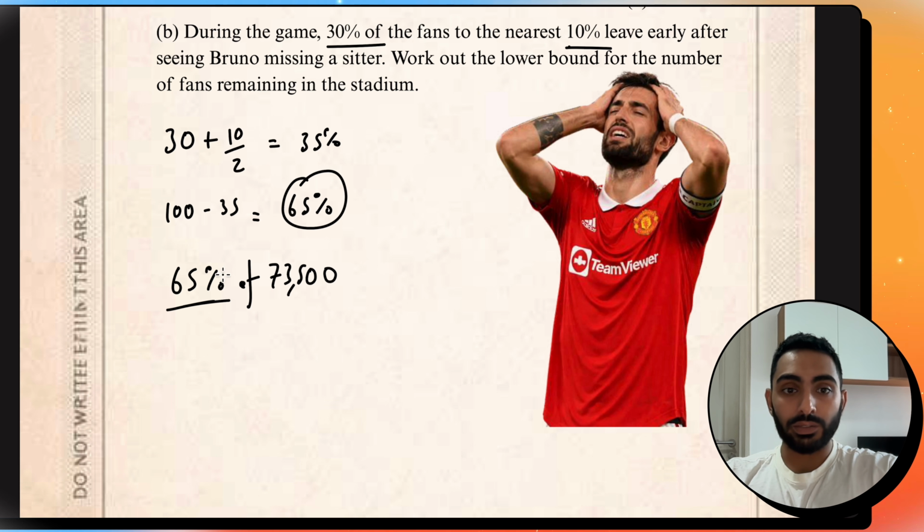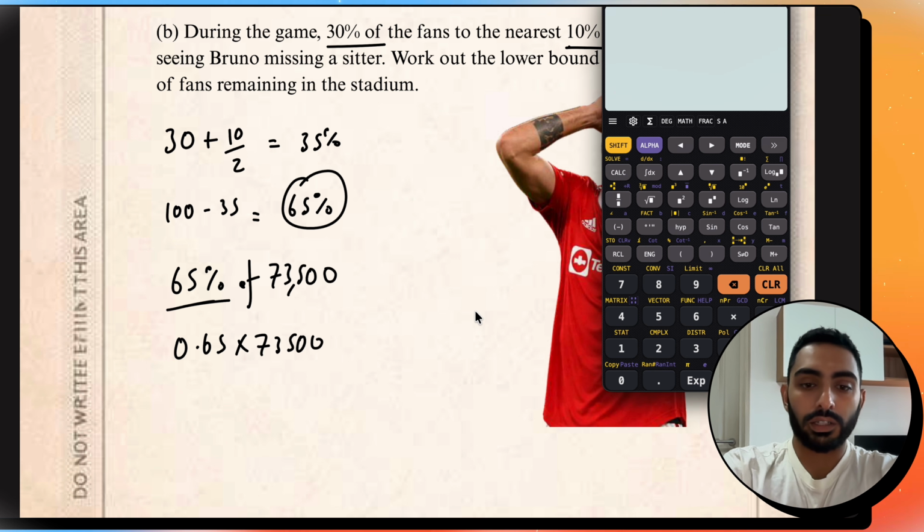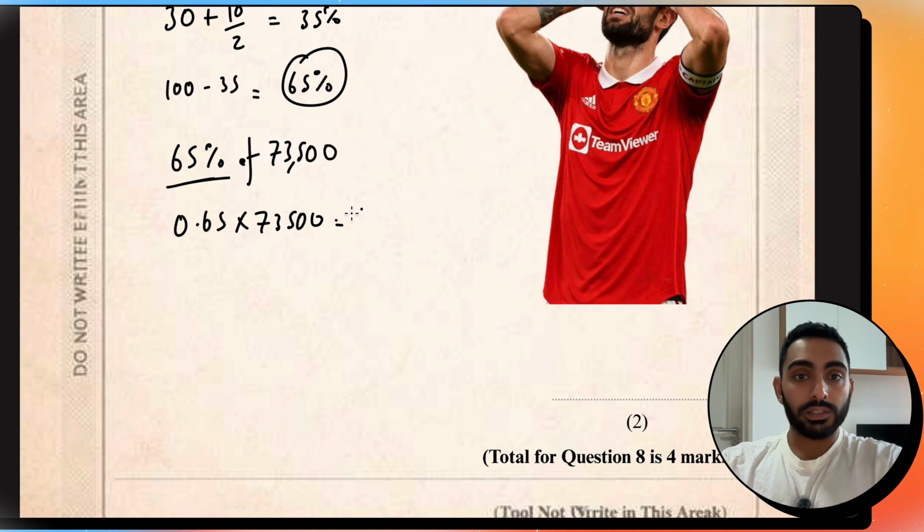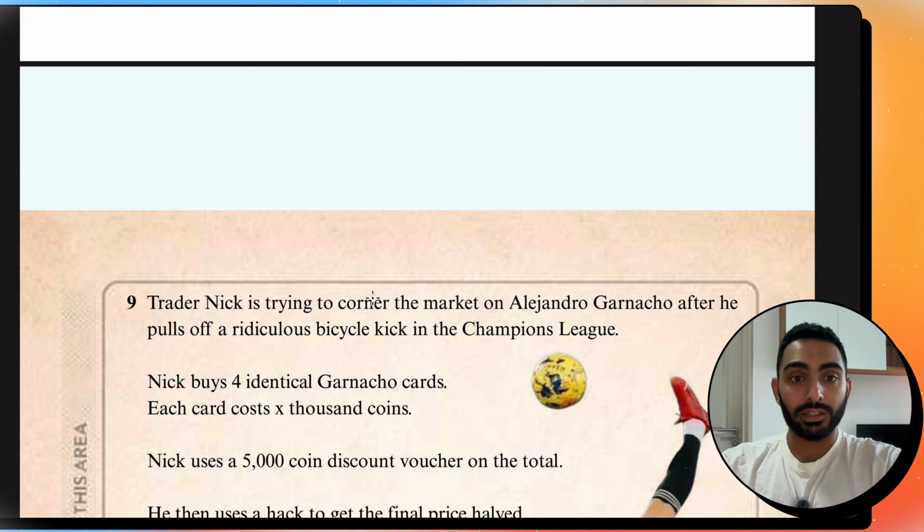I change this to a decimal. I just divide it by 100, 0.65 times by 73,500, which would be 47,775. 47,775. That's the least amount of possible remaining fans that are still in the stadium.